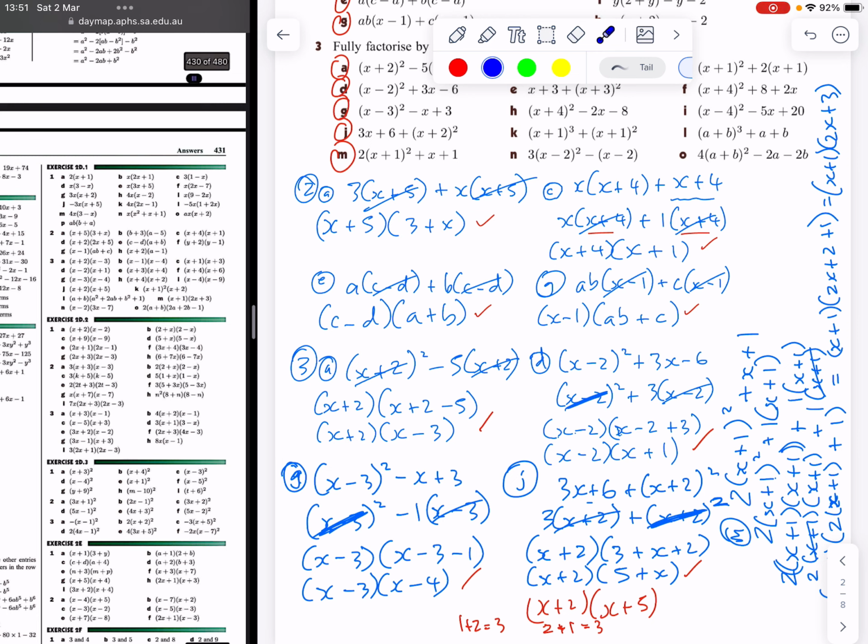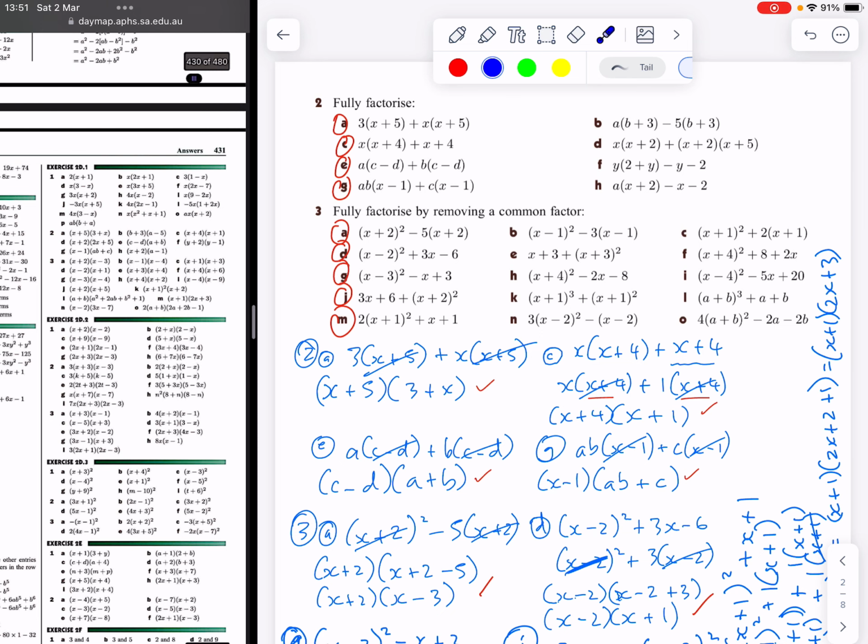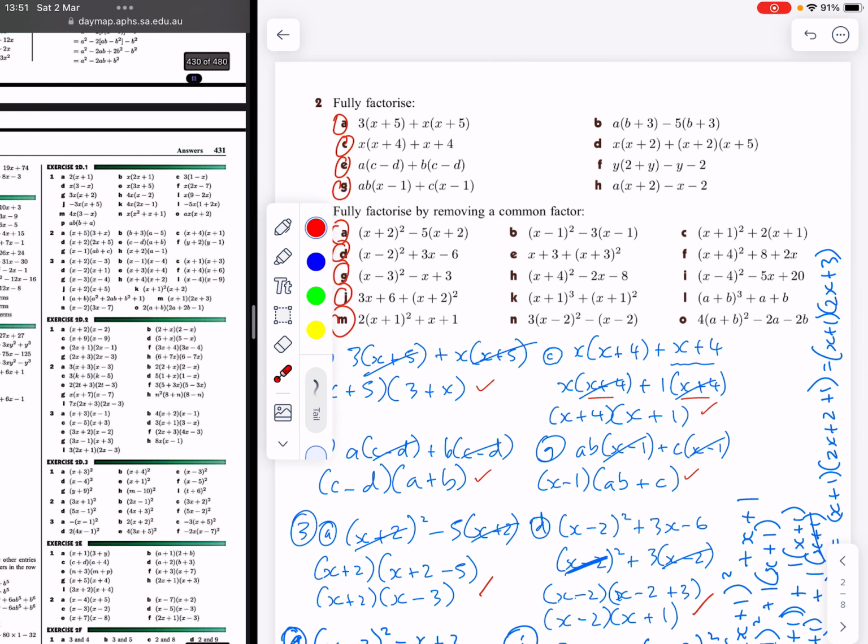So when I remove the common factor of x plus 1, I still have 2x plus 1 in brackets that I can expand to 2x plus 2. Then I add the 1 here. So then you get the x plus 1 and then the 2x plus 3, which I believe is the answer now. Okay, so that's correct. And then also you could see how you should deal with checking your answers.